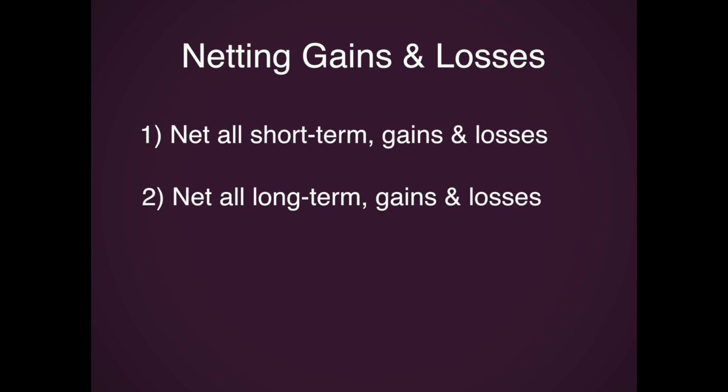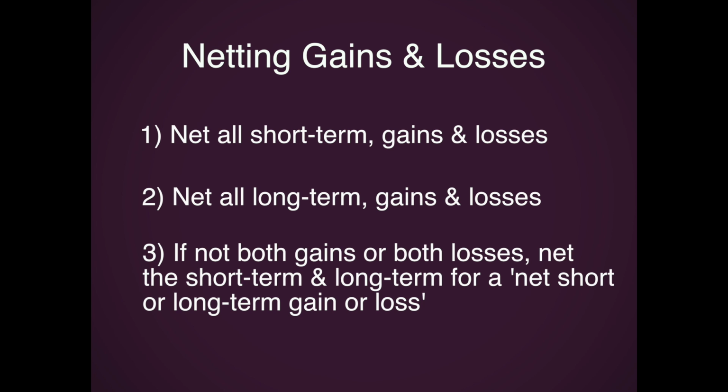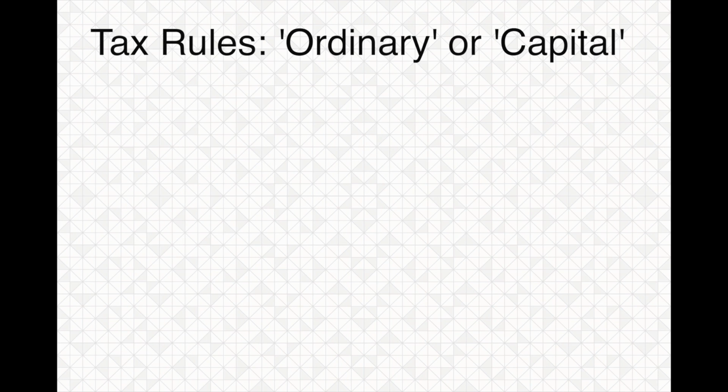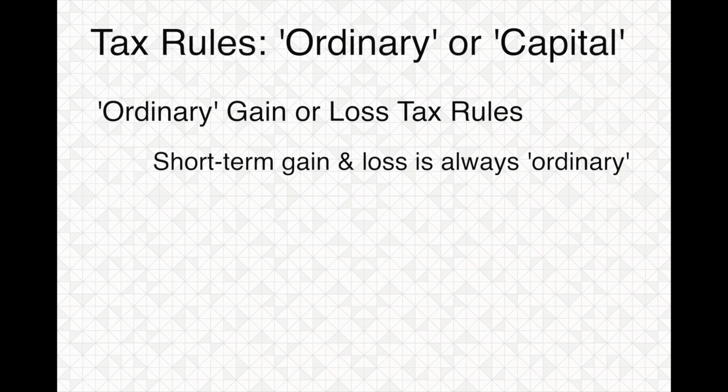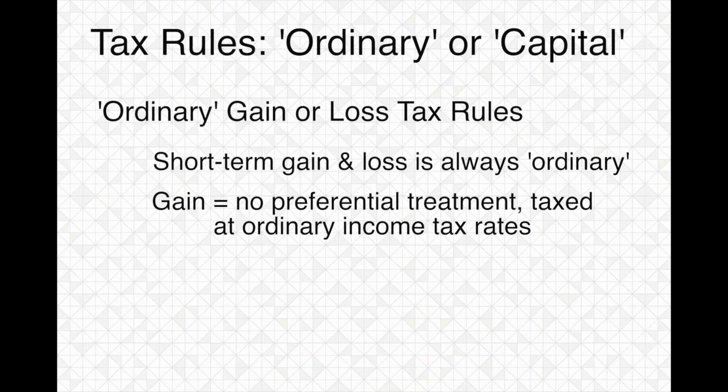Now, if the short-term and long-term net amounts are both gains or both losses, then the process stops there. However, if one is a loss and one is a gain, then continue to net for what's called a net short-term or long-term gain or loss. Gains and losses are either treated as ordinary or capital. Short-term gains or losses are always considered ordinary, which means there's no preferential treatment.